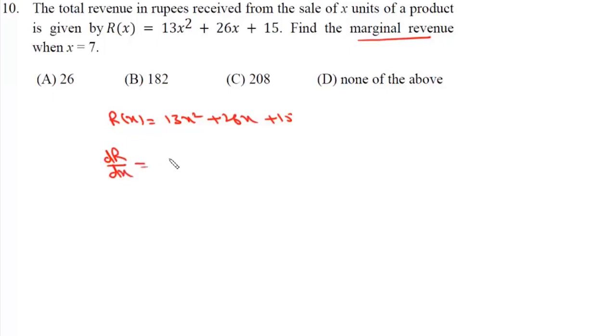Now dr by dx is 26x plus 26. Now we need to find marginal revenue when the value of x is 7. Now we put x as 7, we'll get this as 26 into, now 1 plus 7 is 8. So this is 48 and 208, and that's your option C.